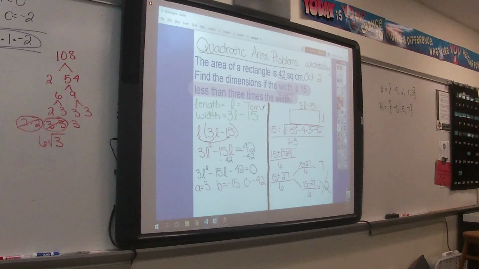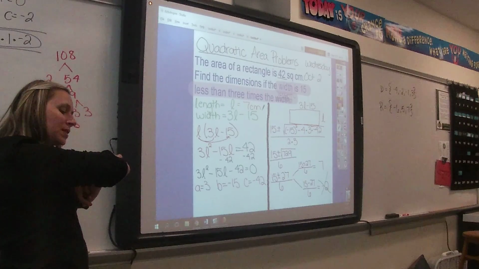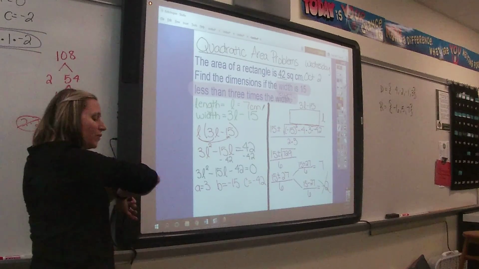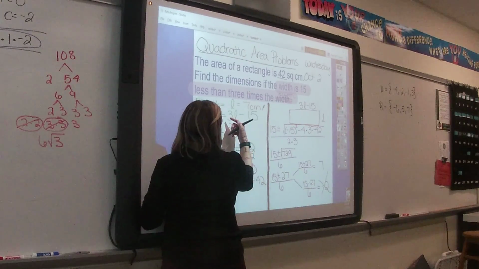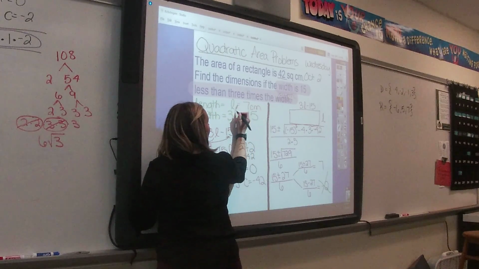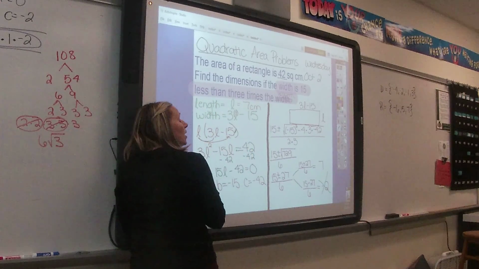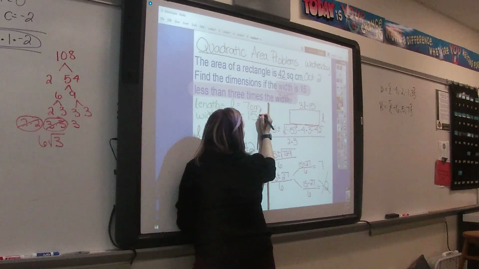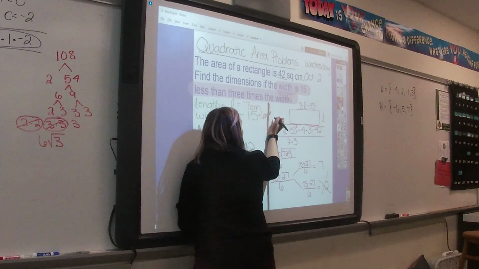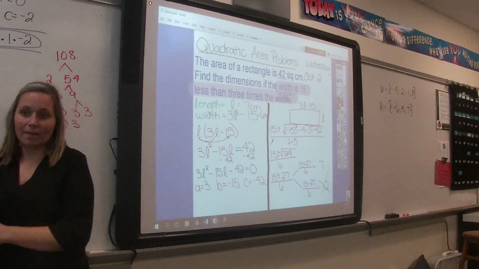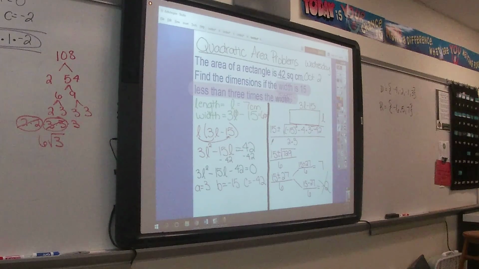3L. Okay, so we're going to plug that in. So instead of saying 3 times L minus 15, we're going to say 3 times 7 minus 15. Right, so 3 times 7 is 21. 21 minus 15 is 6.